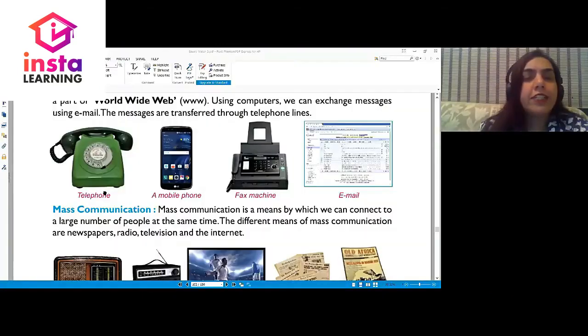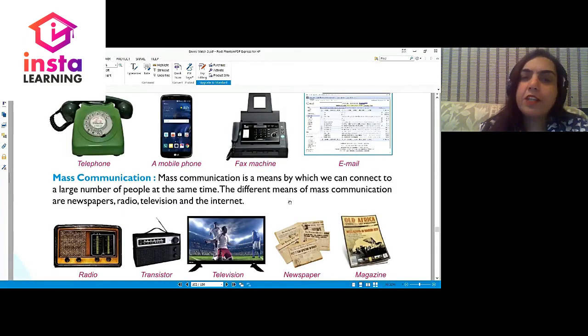Using computers, we can exchange messages using email, electronic mail. The messages are transferred again through telephone lines. Here, I'd like to show you some pictures from your book. You can see pictures of the telephone in the olden ages, the mobile phones that we use now, a fax machine, and an email, right?